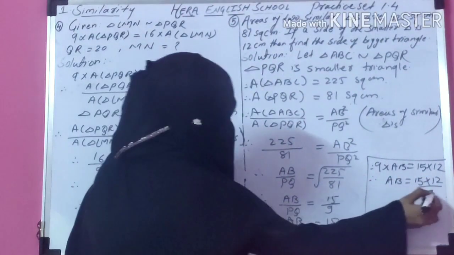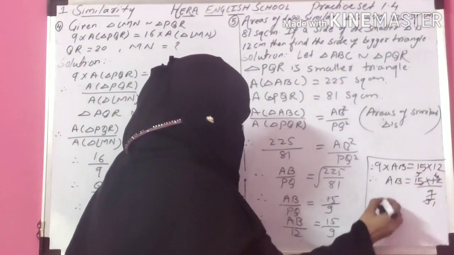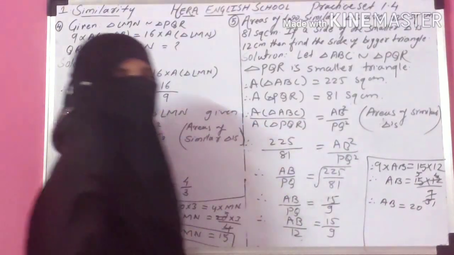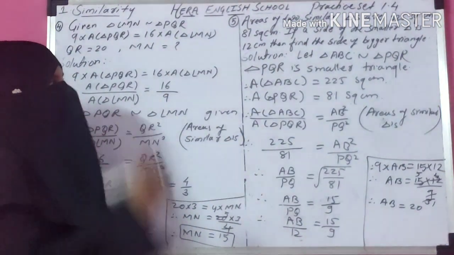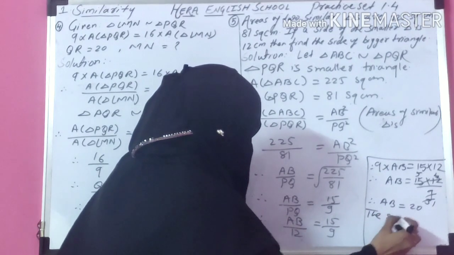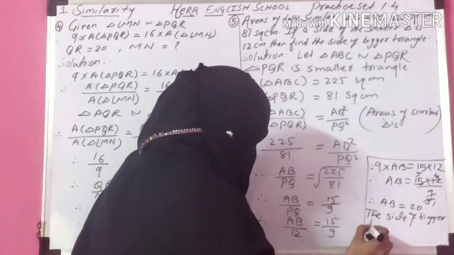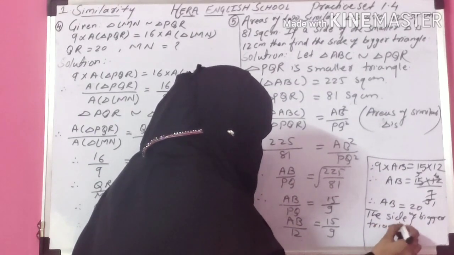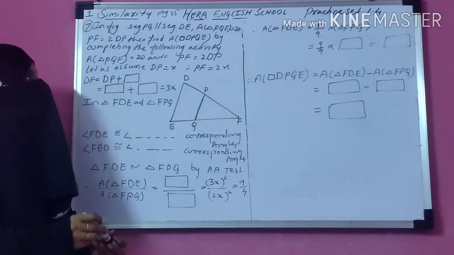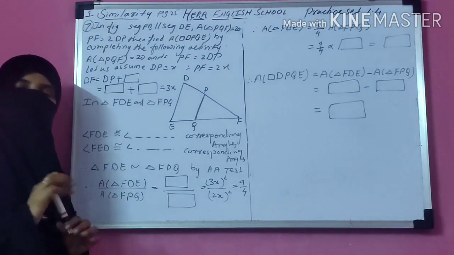Now 3 3s are 9, 3 4s are 12. 3 1s are 3, 3 5s are 15. So AB is equal to 5 4s are 20. So the value of AB is 20, and AB is the side of the bigger triangle. So your answer is, the side of the bigger triangle is 20 centimeter. Question number 6 is homework for you. Practice that question, an easy question you can solve.